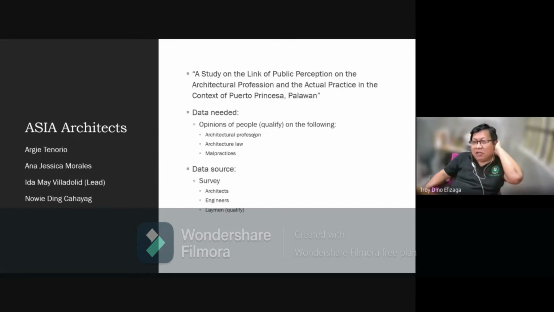Okay, so I remember that the one who presented gave a lot of things, but I mentioned that these are things that you should already know because these form part of the rationale. So data source can just be a survey among architects, engineers, and a lot of laymen. Maybe you will qualify later what layman you need. People who are in the position to build houses or like that. So don't ask children. Well, basically, children, don't ask them. They're not going to build.